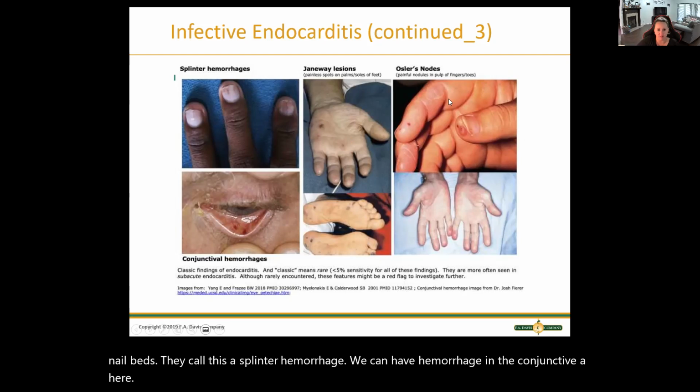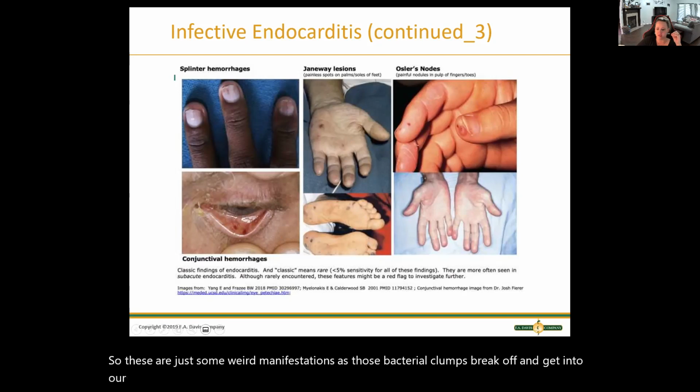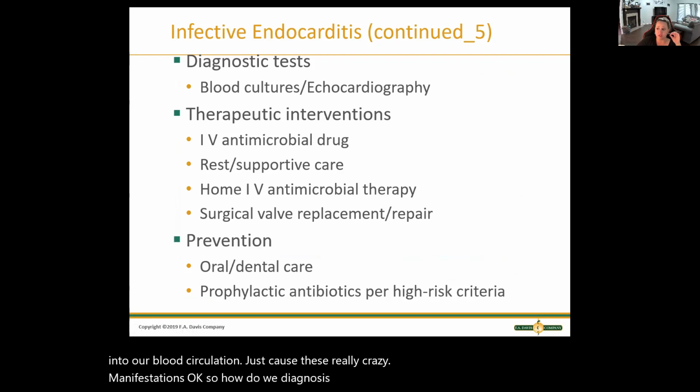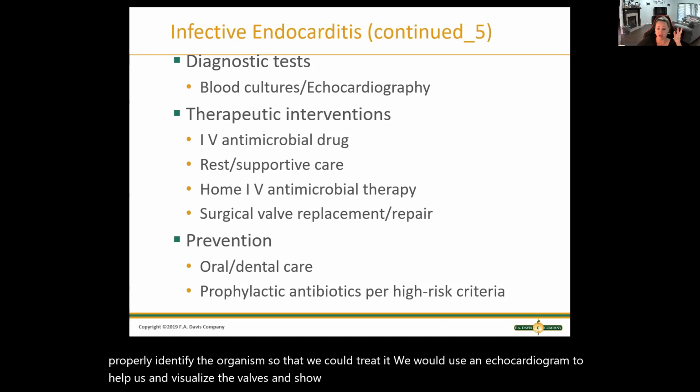So these are just some weird manifestations as those bacterial clumps break off and get into our blood circulation. It could cause these really crazy manifestations. Okay, so how do we diagnose this? We would take blood cultures. We want to properly identify the organism so that we can treat it. We would use an echocardiogram to help us visualize the valves and show vegetations, and find out which valve it is.